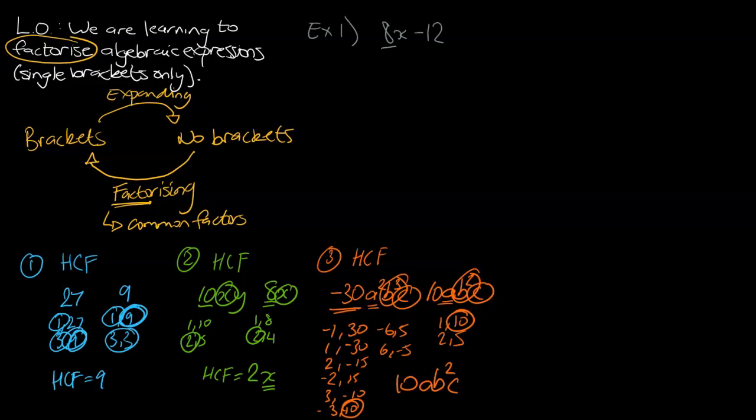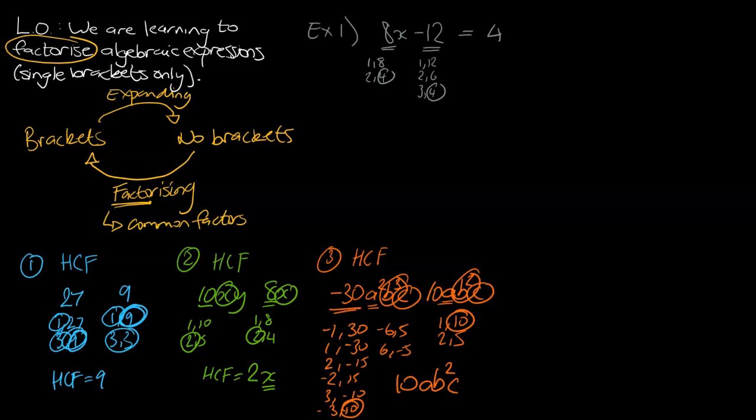So we're going to start by looking at the 8 and the 12, because we can see there's no letters in common because the -12 doesn't have any letters. And here that 8's got 1 and 8, and 2 and 4. And then that 12 is 1 and, I wrote 8, sorry, that's meant to be 12, 2 and 6, 3 and 4. So that means 4 is the highest common factor.